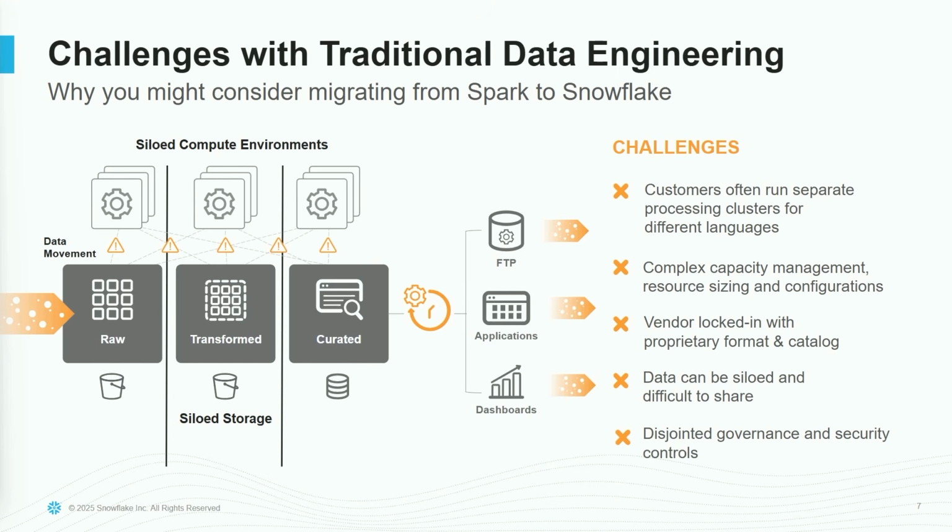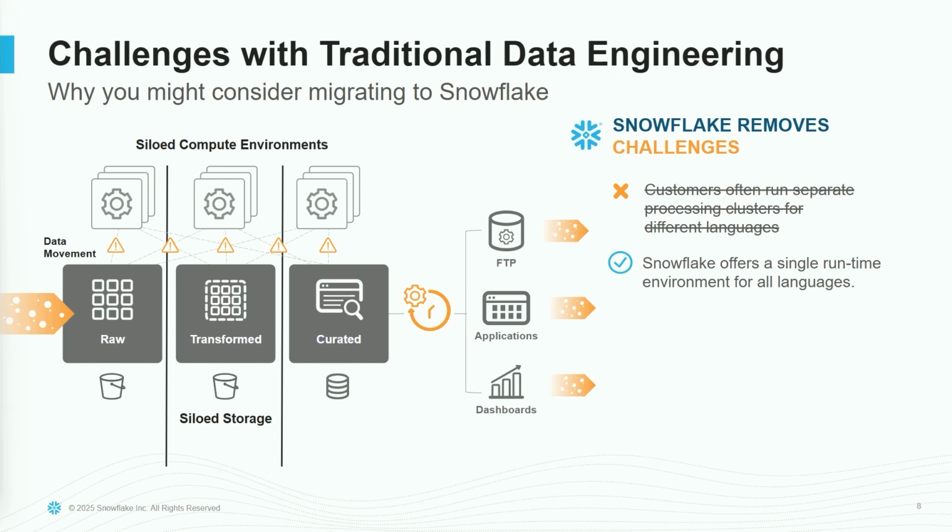In some environments, you may get vendor lock-in, like proprietary data formats or proprietary catalogs. We'll talk about how we think we have a better solution there. We'll talk about how data can be siloed in your environment. Not that you can't get to it, but it can be a little harder for other companies or other businesses to get to it, how we think we have a better story there. And we'll talk about disjointed governance and security controls. So let's start with just separate processing clusters.